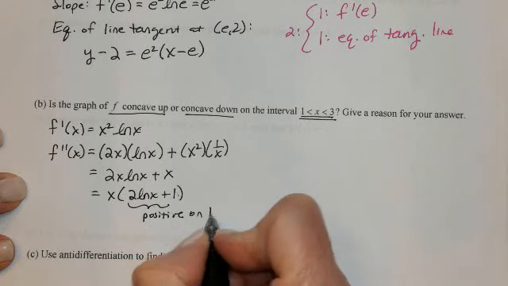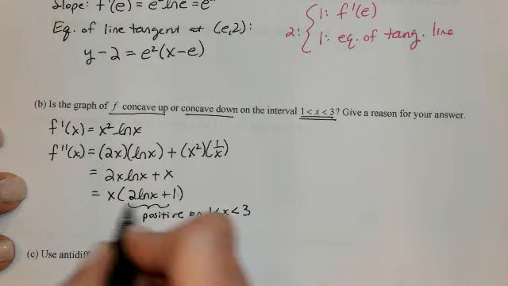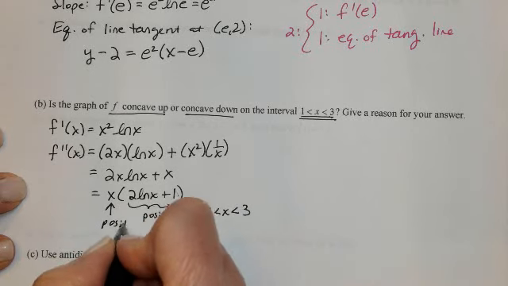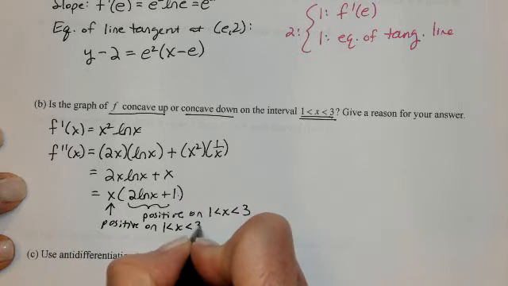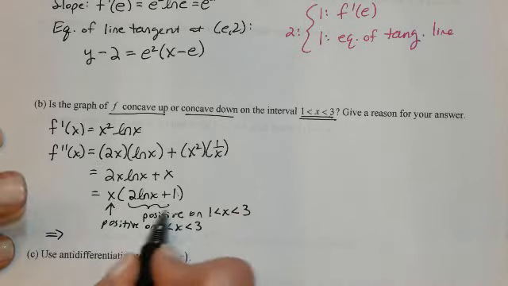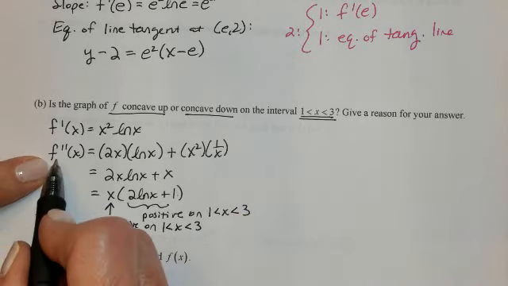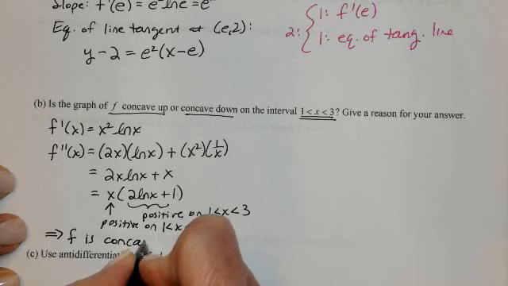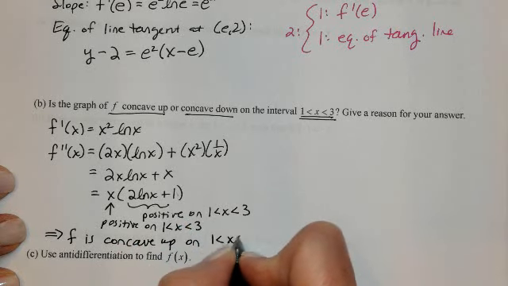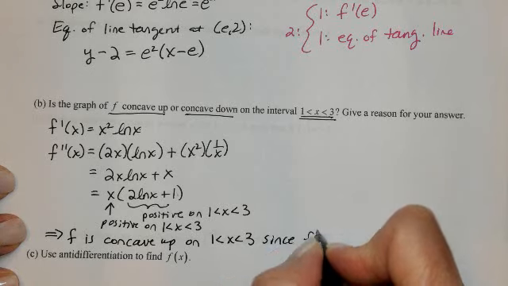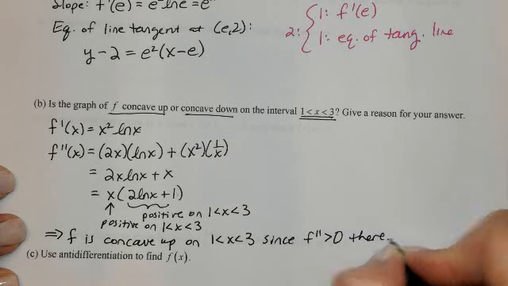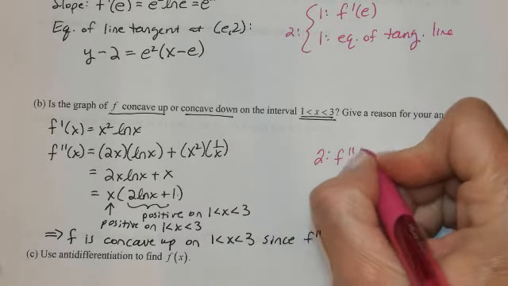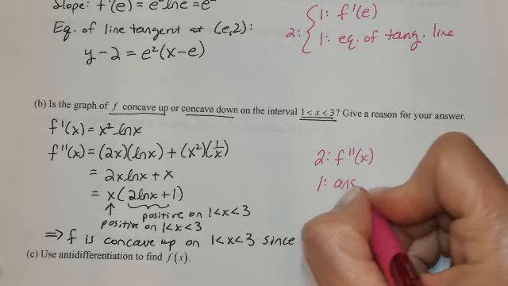So positive on our interval. And of course, x is positive on that interval. Therefore, positive times positive is positive. So on this interval, f double prime is positive. So f is concave up on that interval, since f double prime is positive there. This was worth a total of 3 points. They gave 2 points for finding f double prime, and they gave 1 point for the answer with a reason.